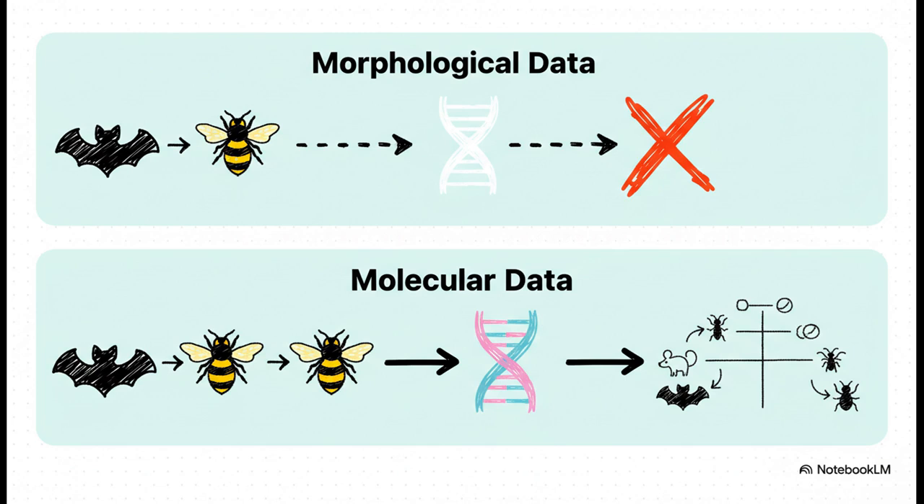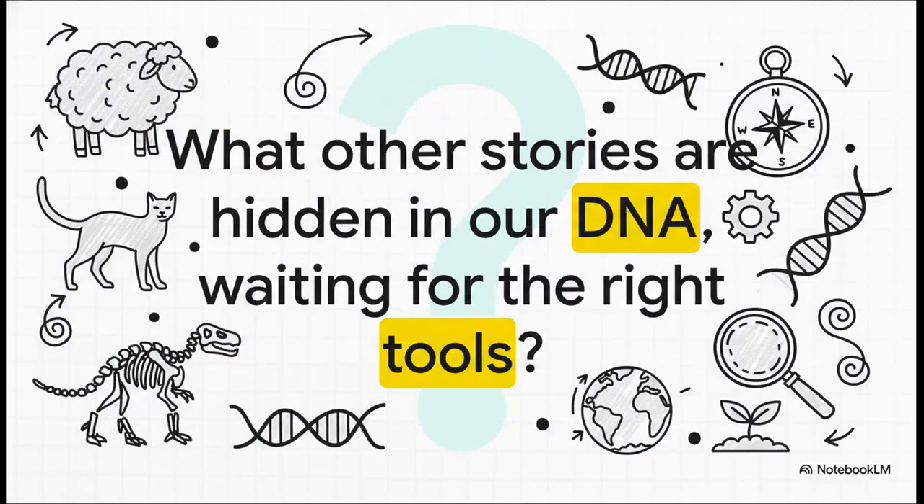Think about the wings of a bat and the wings of a bee. They look similar, but they have completely different origins. That's called convergent evolution, and it can really throw you off. But molecular data cuts right through that noise. It shows you the actual genetic history, which makes it a way, way more reliable tool for drawing these family trees. And that kind of leaves us with one last big thought.